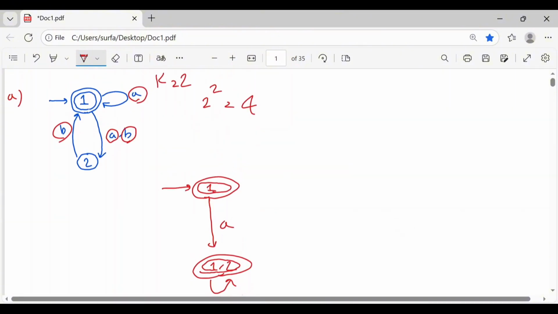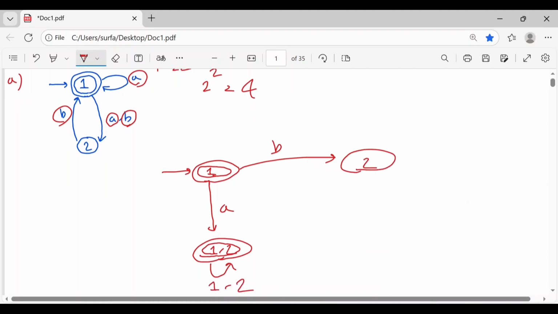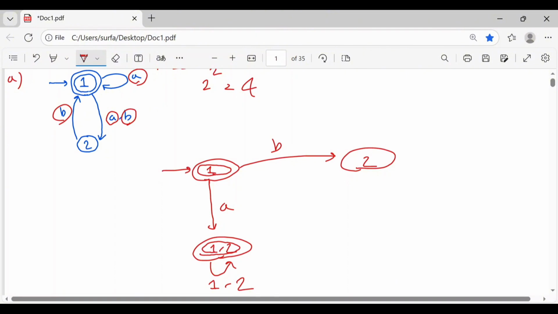And again, if we are in 1 and we see a B, actually we can go to a state with only 2 in it. So it will become like this. And after that, if we see a, because we know that when we are in state number 2, we don't have any transition function for alphabet that is equivalent to a. So we don't have any options.